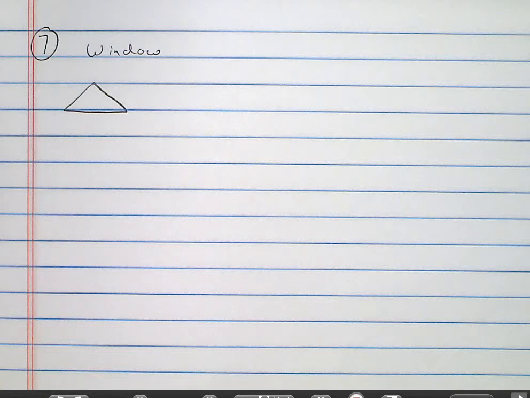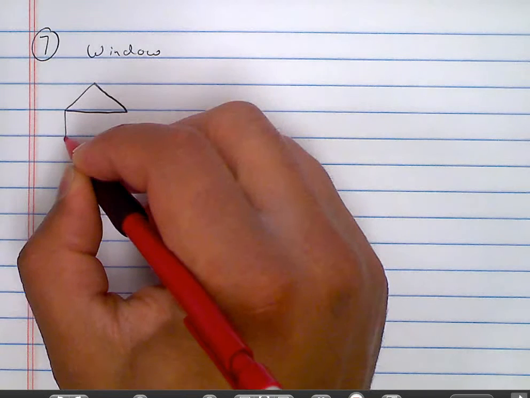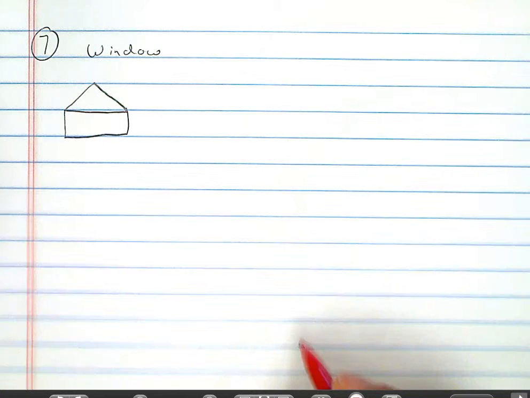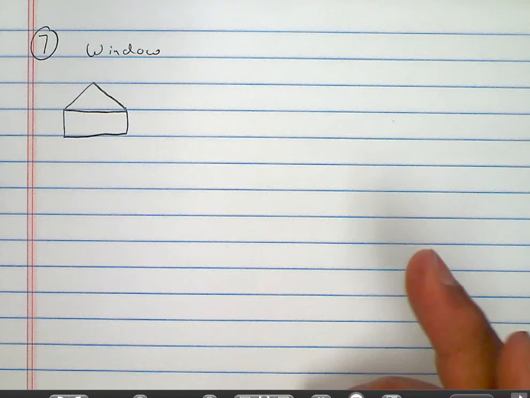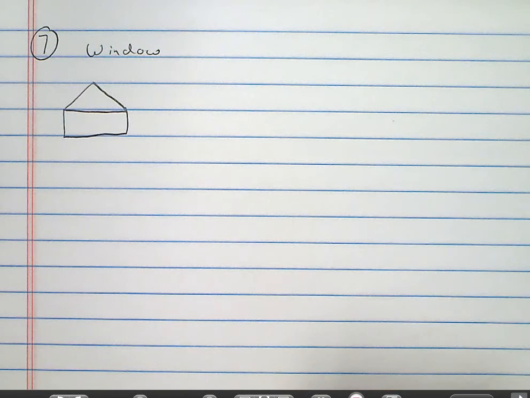Triangle over a rectangle. All right, and our job is to understand that the distance around the outside of the window is 20 feet.